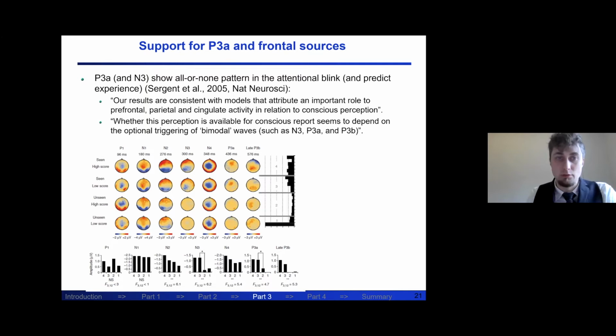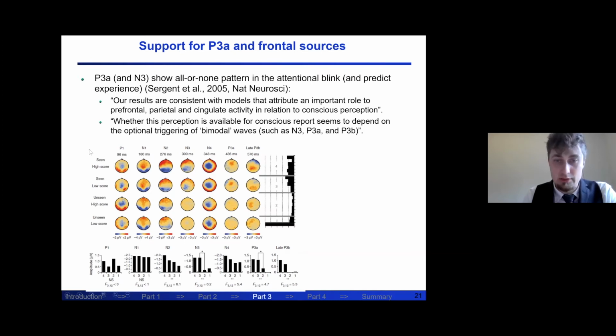Some of the original evidence, again, comes from the lab of Stanislas Dehaene. It's a 2005 Nature Neuroscience paper. The general claims in this paper have been made since then as well, at least across the next 10 years after that. I will just slowly take you through it because it's a kind of big graph.